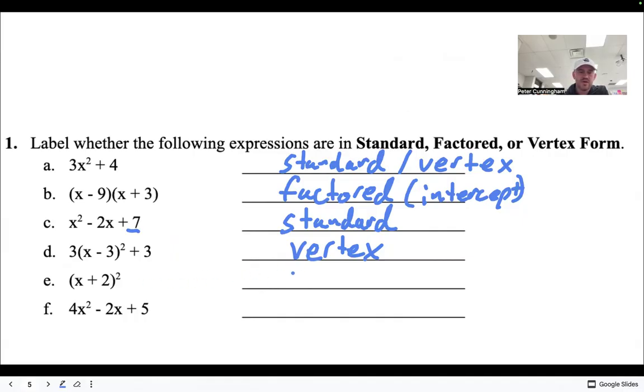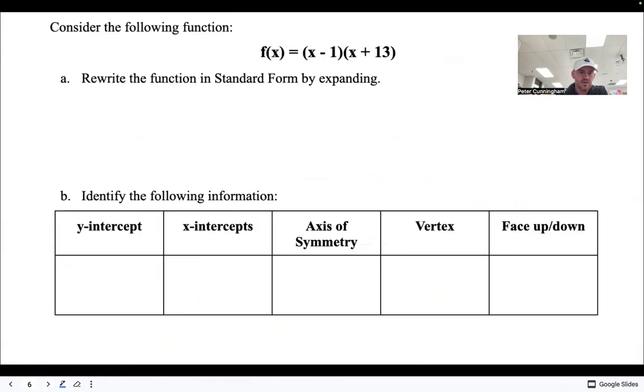Right here, we have another factored form, aka intercept, and standard. Okay, hopefully all those things were pretty easy because admittedly, it's getting tougher after that one. It's a good warm up.